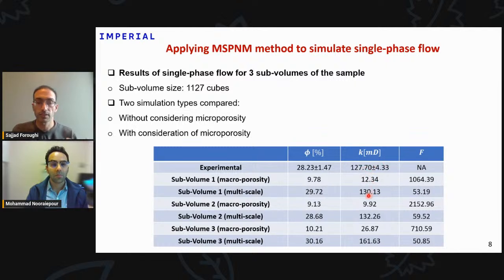So if you want to match the permeability from the experiment, we need to include the microporosity or subresolution porosity. Same for the formation factor. Here the formation factor is huge, which means it's wrong, the connectivity is poor. We know the actual formation factor should be much lower, and this is the result from the multiscale, which is much closer to what we expect for an Estaillades rock. Same thing for the other subvolumes.